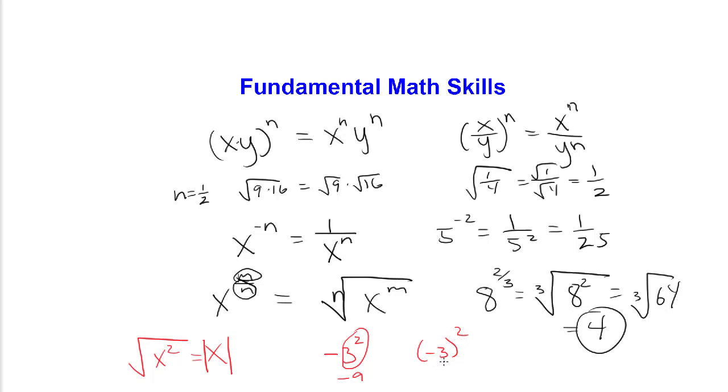If I look at the second case, I do my parentheses before my exponents. So I have to make it minus 3 times minus 3. And the answer here is plus 9. Notice that difference, if it's in parentheses, the negative 3 or not. It's a very different result.